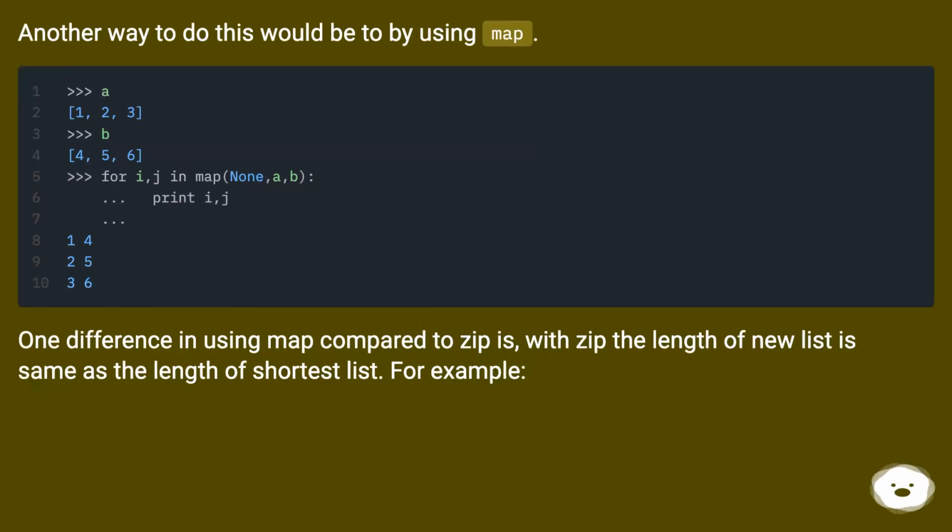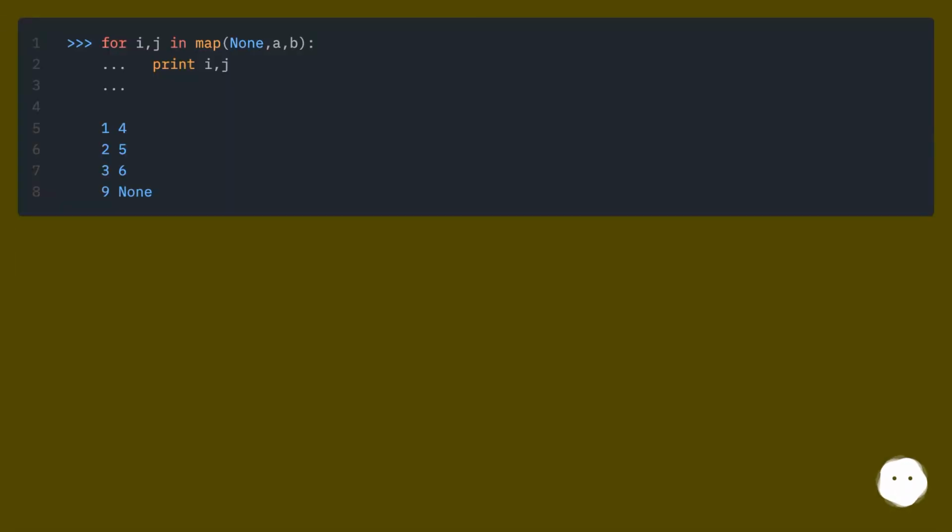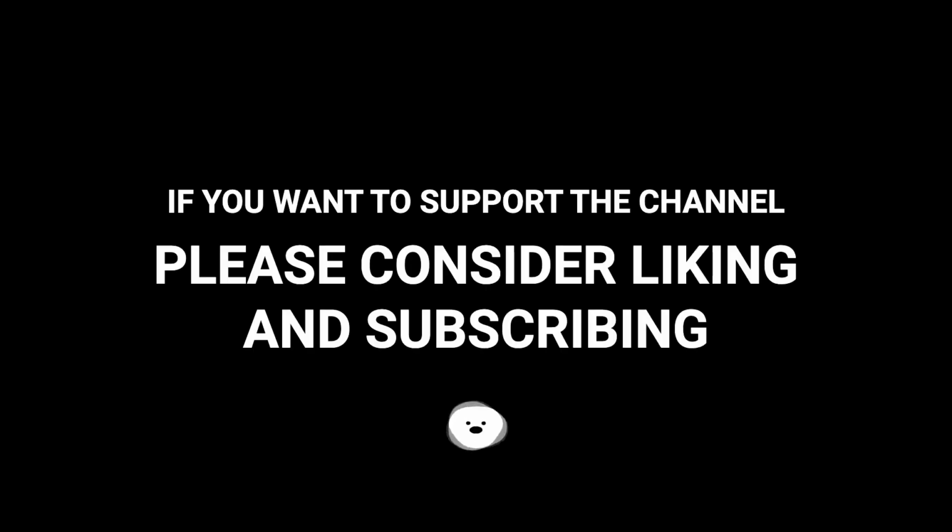Another way to do this would be by using map. One difference in using map compared to zip is, with zip the length of the new list is the same as the length of the shortest list. For example, using map on the same data.